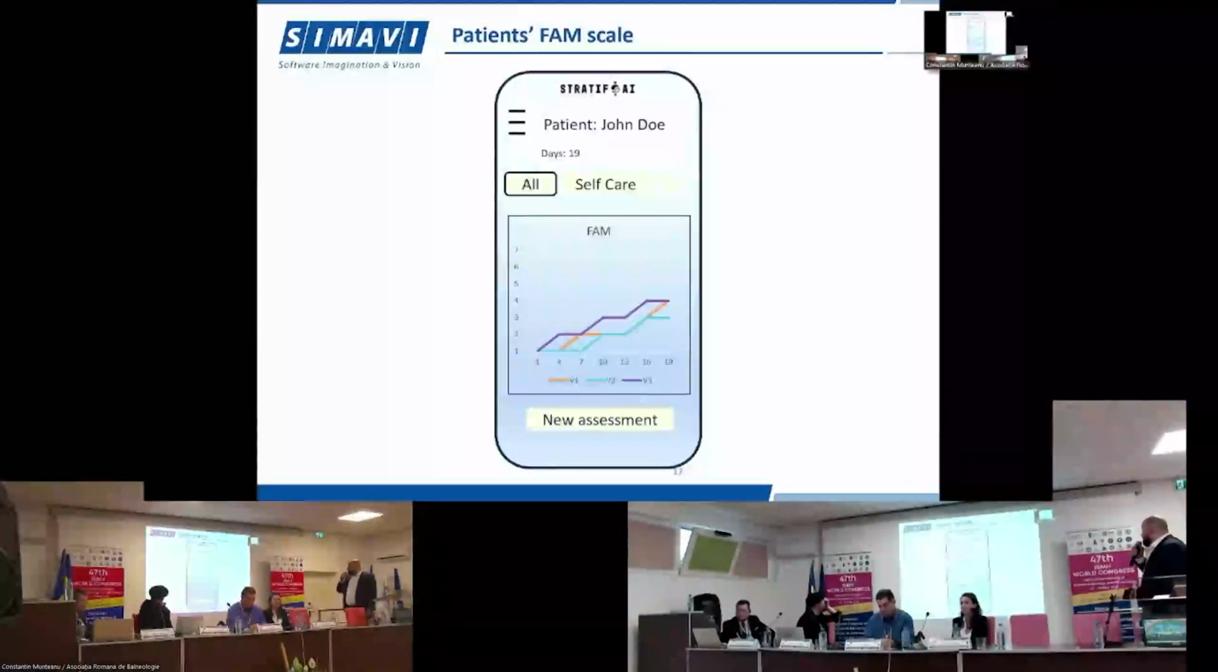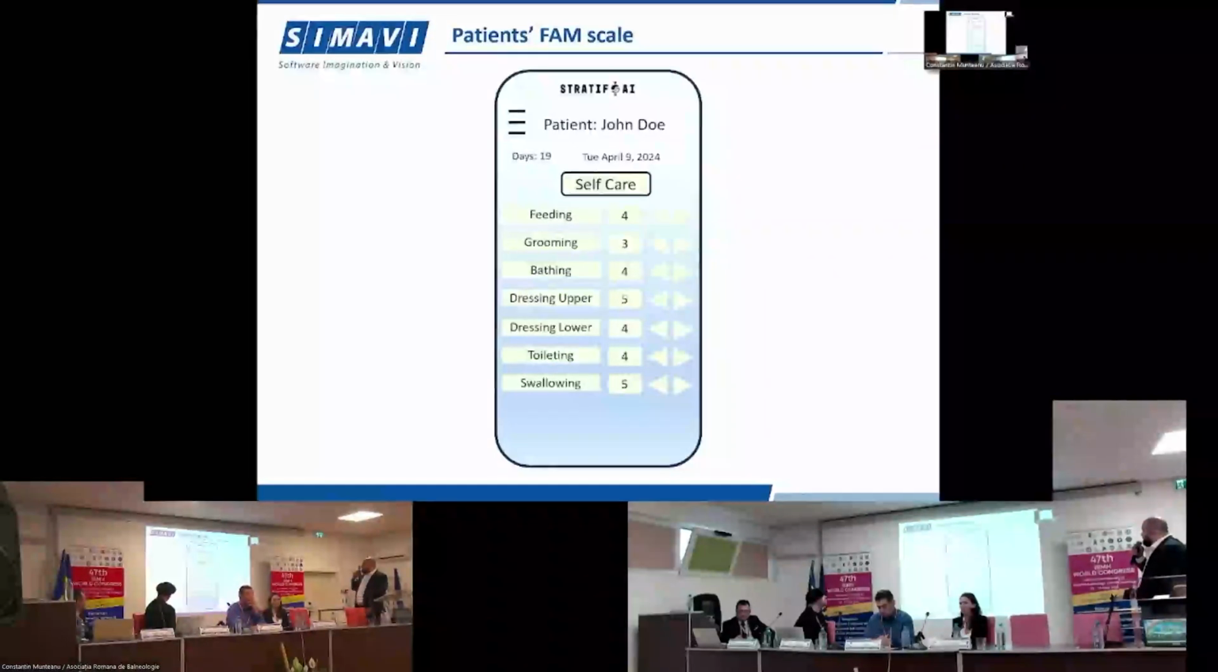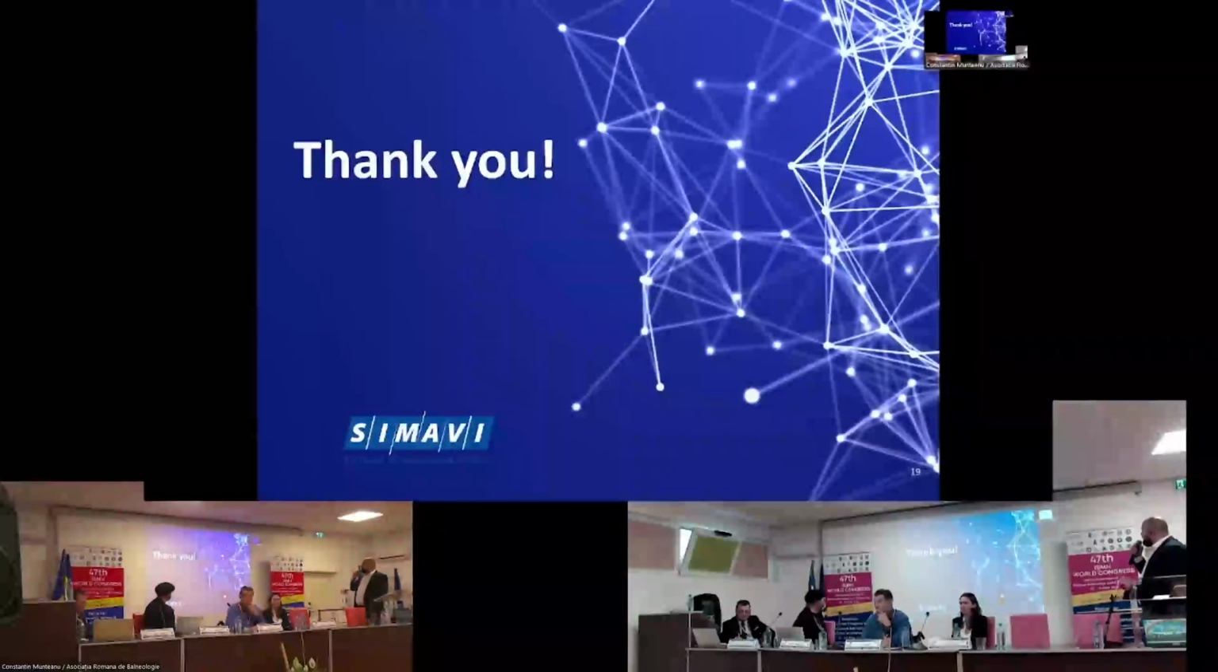So again, in the Stratify interface, you can see the patient name. We have here John Doe, 19 days so far. And you can see you have a tab with the FAM. You can add a new assessment. In the self-care, you can see here feeding, grooming, bathing, dressing upper, lower, toileting, swallowing, the date, and basically this is it from our end.